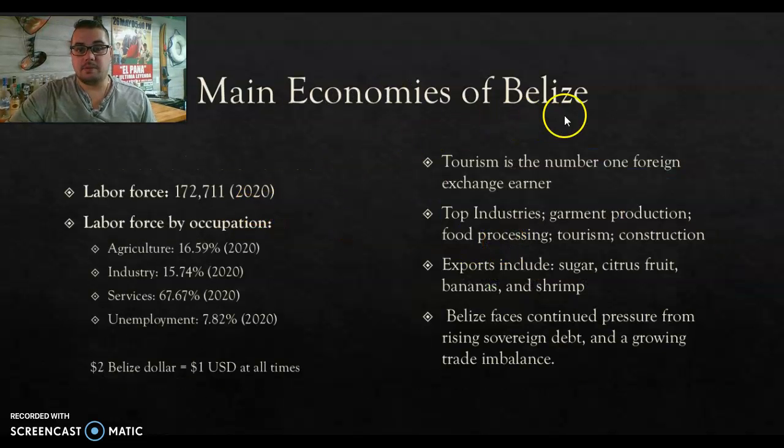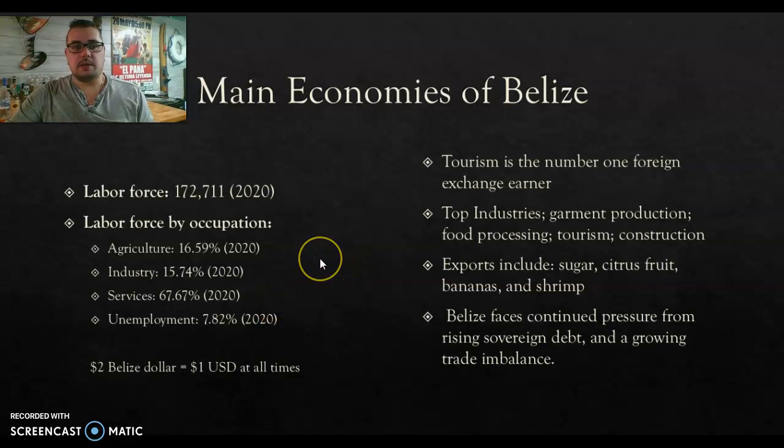The main economies in Belize: the labor force is very small compared to other Latin American countries, with only 172,000 according to 2020 numbers. You can see right here the unemployment rate is quite high. The site that I got that from didn't really indicate whether or not that had anything to do with COVID. I'm assuming that it does.